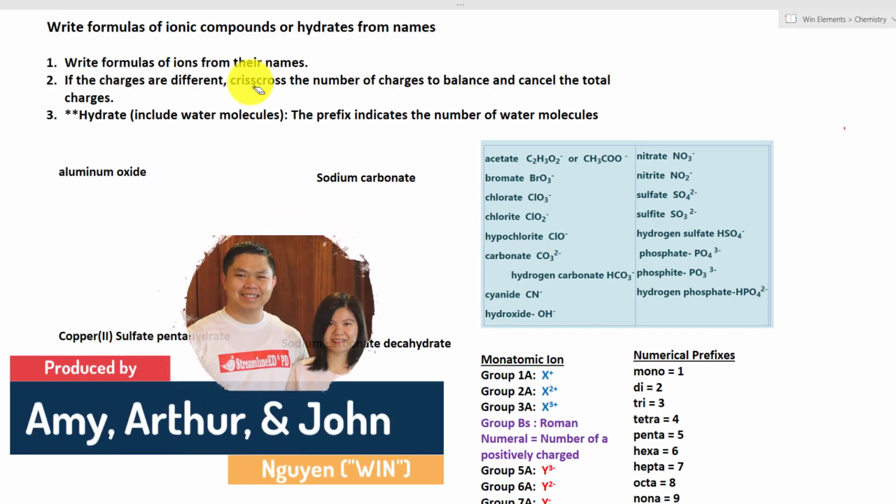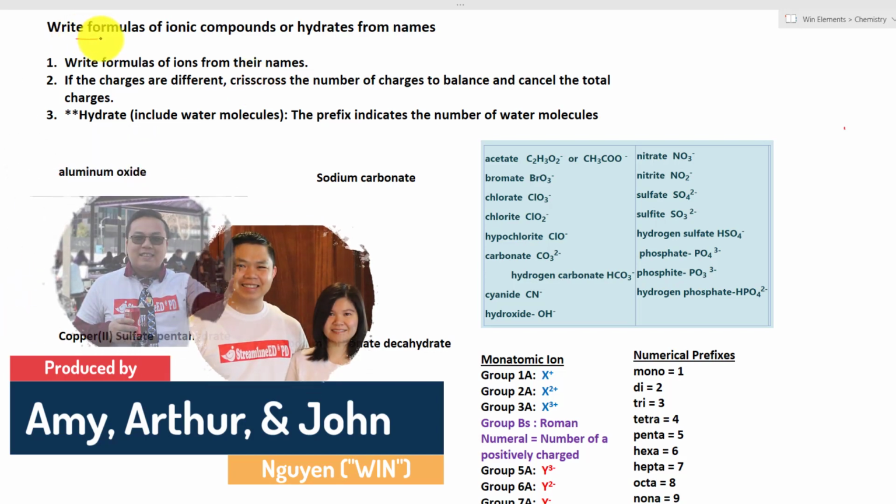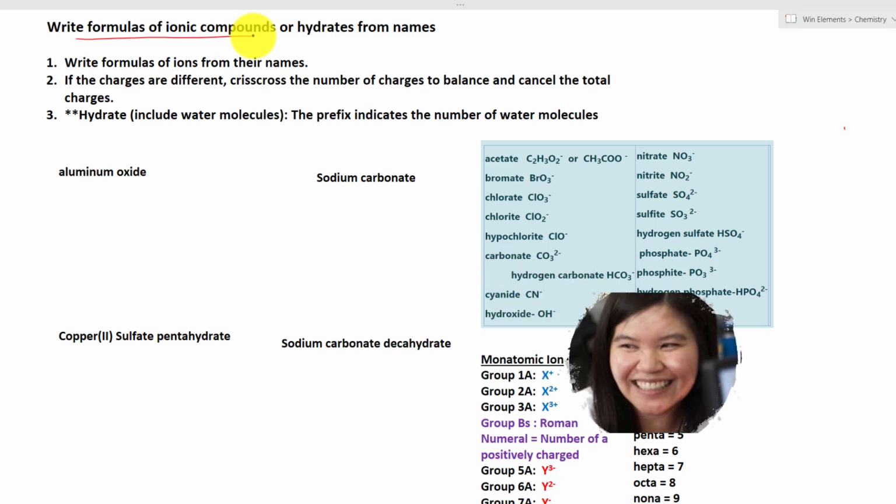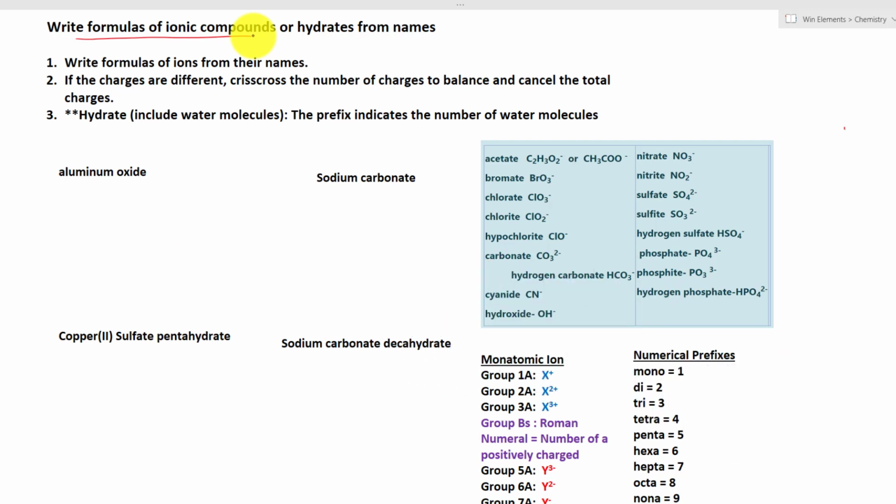In this lesson, we are going to look at how to write chemical formulas of ionic compounds or hydrates from their names. Now, in the previous lesson, we learned how to write ionic compounds from a given set of ions. So now we are going to give you the name of an ionic compound or hydrate, and then we are going to write a chemical formula based on it.